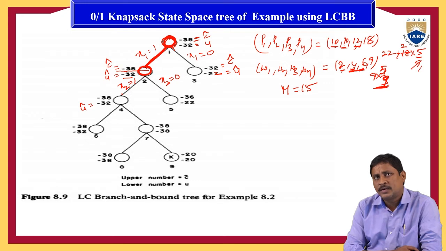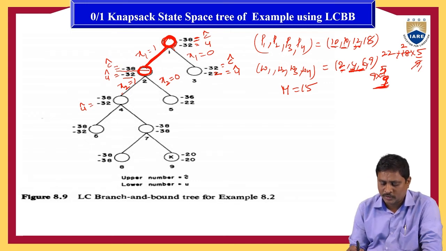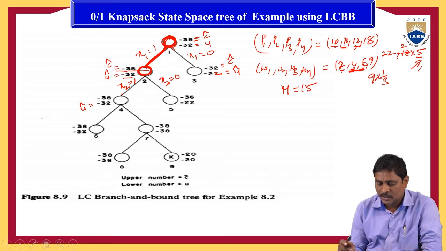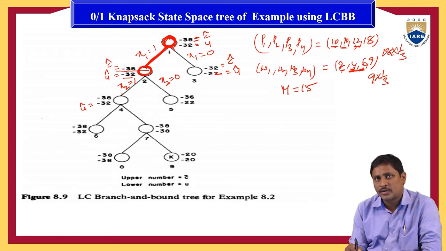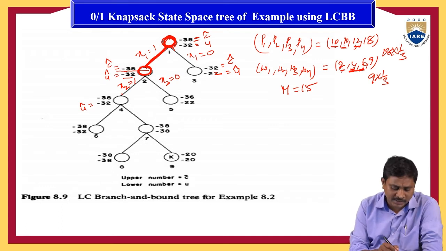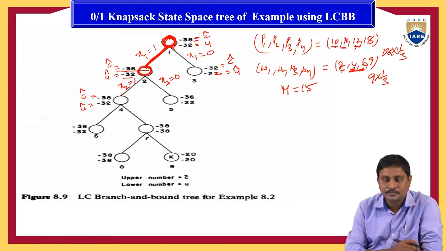Next, the lower bound value. When we calculate the lower bound, we consider fractional values also. So 2 plus 4, 6, 6 plus 6, 12, plus in this 9, we take a 1/3 part. So 9 into 1 by 3 is 3, 3 plus 12, 15. 15 equals the maximum capacity. Here also from this 18, we take a 1/3 part. So 18 into 1/3, 6. This 6 is added to 10 plus 10, 20, plus 12, 32, plus 6, 38. Minus 38 is the lower bound.